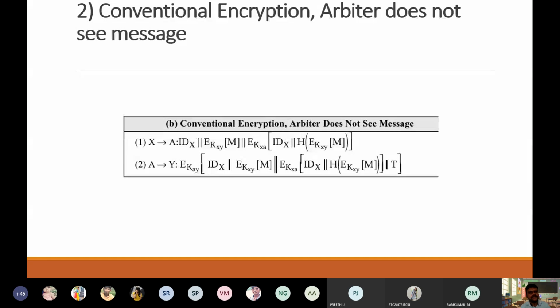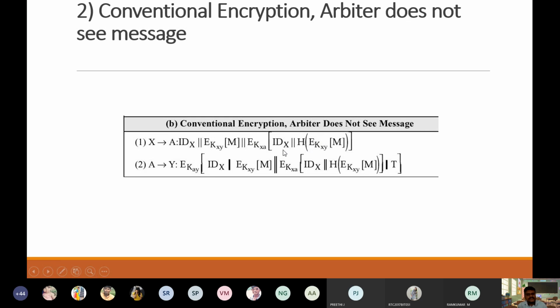Clear? Okay, so this is the second one, conventional encryption. Arbiter does not seize message. Okay, so what are the things that happen here? X is a sender and A is an arbiter. So what kind of message is there? The message has been encrypted first. After that encryption, the hash value is created for that encrypted message.